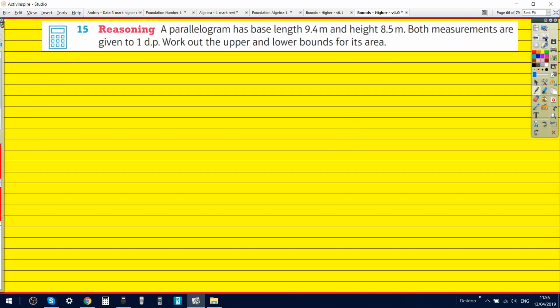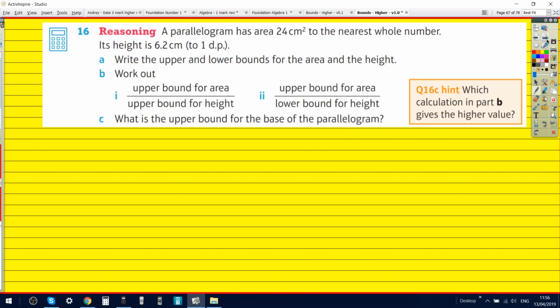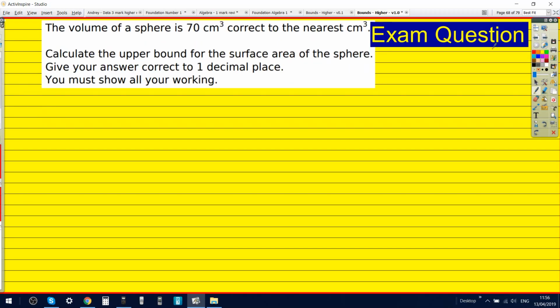Yeah, a parallelogram has length and height, so that's easy. Parallelogram, easy stuff. Oh, there you go. How do we do this? So the upper and lower bound of that would be 69.5 and 70.5. Okay.